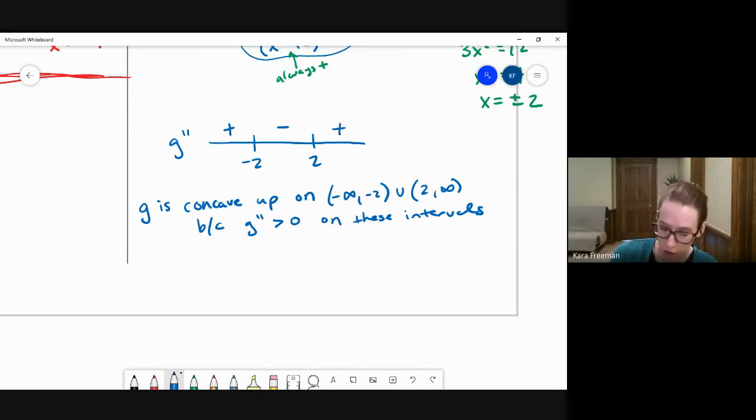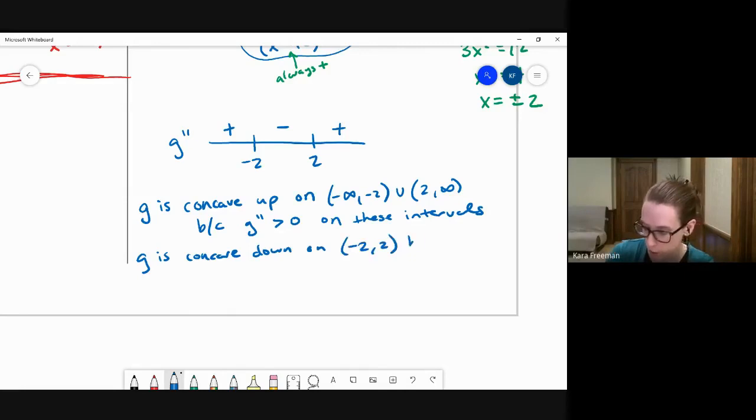Okay. So now, second, we would say g is concave down on the interval from -2 to 2. Likewise, because g double prime is less than 0 on this interval. Questions on that?